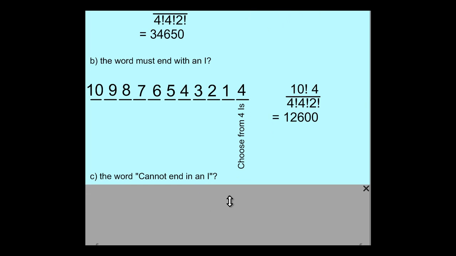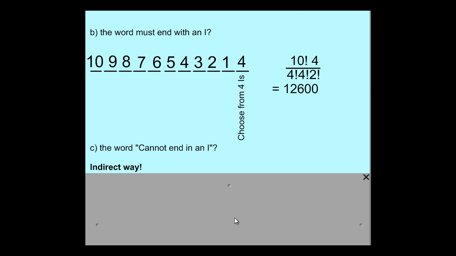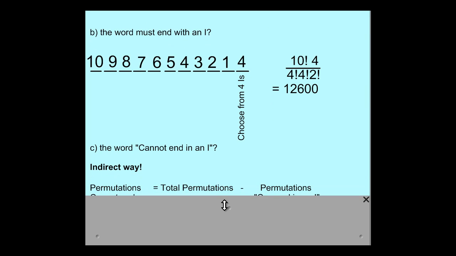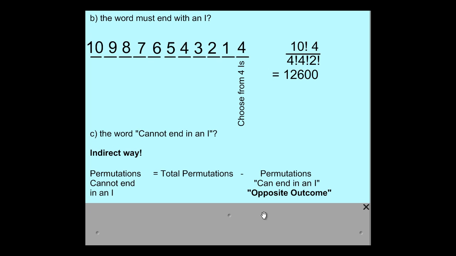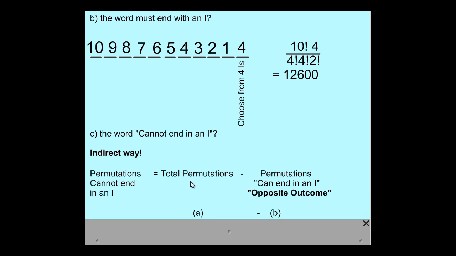We discovered last class that for the indirect method, or the indirect way, we use the following. Now here's how it applies for our question. So the permutations that cannot end in an I, which is part C, is equal to the total permutations minus the opposite of ending in I, which is it can end in I. So really, we take our answer from part A, the total permutations, and subtract our answer from part B, where it does end with an I, and you end up with all the permutations where it cannot end in an I.